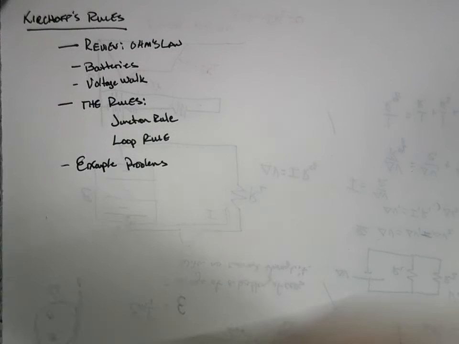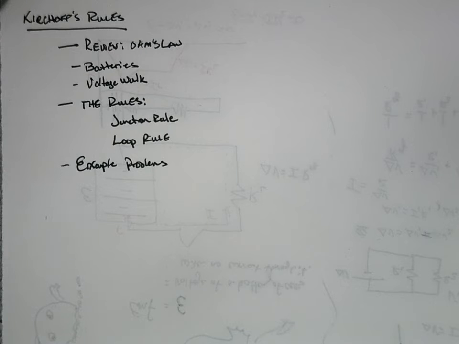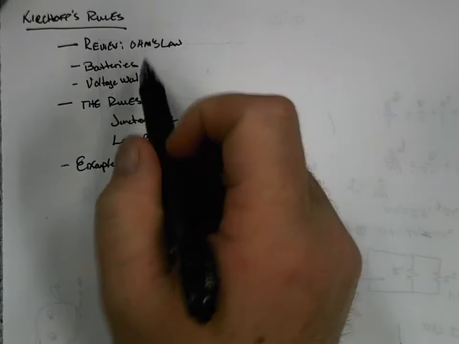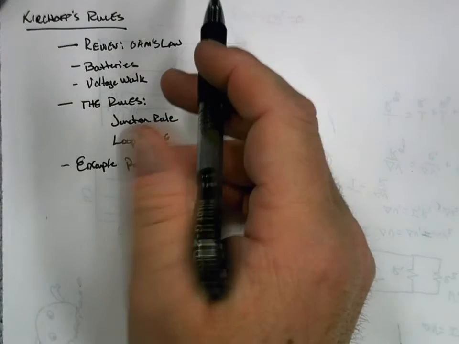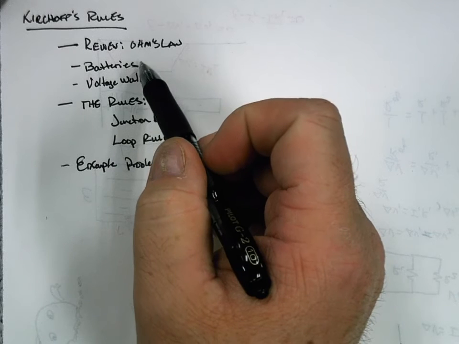Okay, today we're going to go over Kirchhoff's rules. At this point we've covered resistance, voltage, capacitance, and current, and this is where we begin to bring them all together. These Kirchhoff's rules are the laws that we use for our circuit analysis.